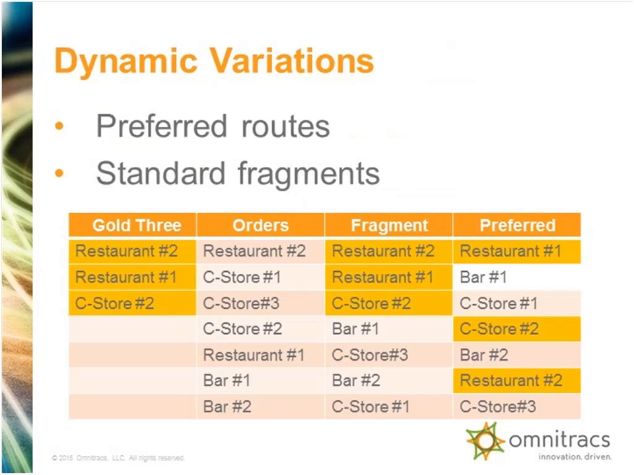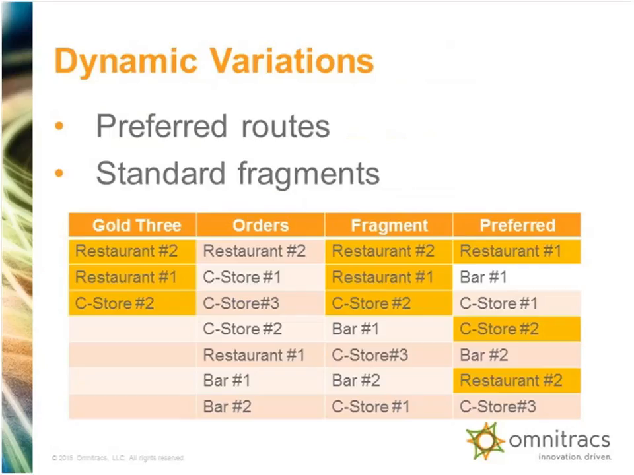Two other variations for dynamic routing are preferred routes and then standard route fragments. Preferred routes to me are dynamic standard routes. You can set up the same customers on the same route with the same driver, but being preferred, it allows RoadNet to create the route in the sequence that best suits that day. Now, either one of these also allows the system to add extra stops to the route to fill out my preferred delivery time.